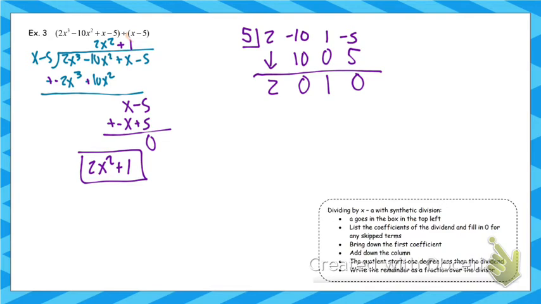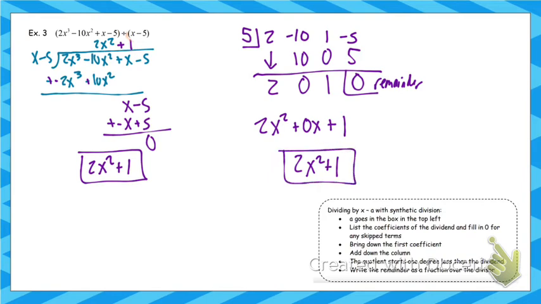So we need to understand what these numbers in our answer actually mean. The last number is your remainder. The other numbers are the coefficients of the terms in your answer. It's going to start one degree less than the original problem. My original problem was 2x cubed, so my answer is going to start one less than that, which would be x squared. Then I would have x, and then I have 1. So I end up with the exact same answer that I got in the previous question.